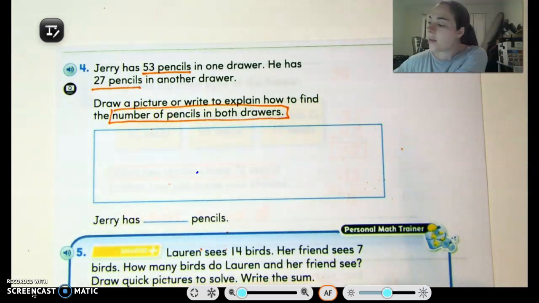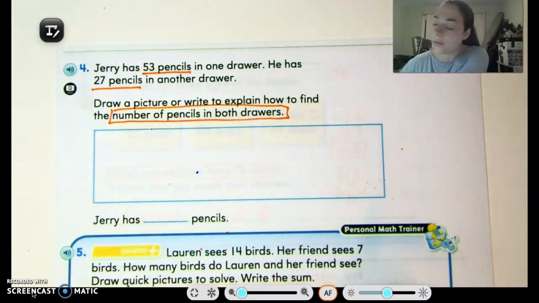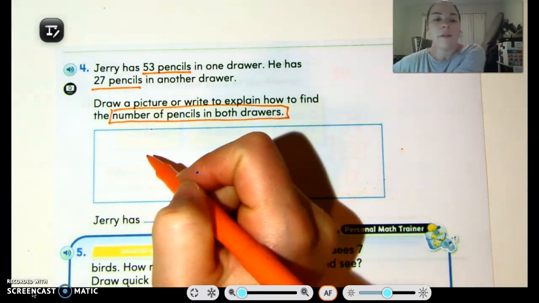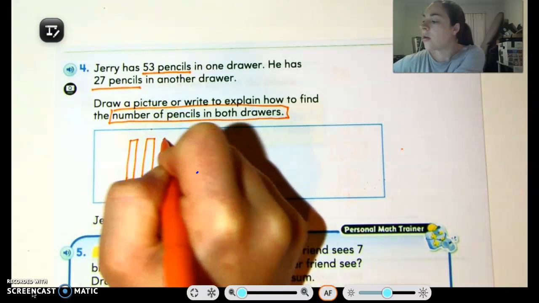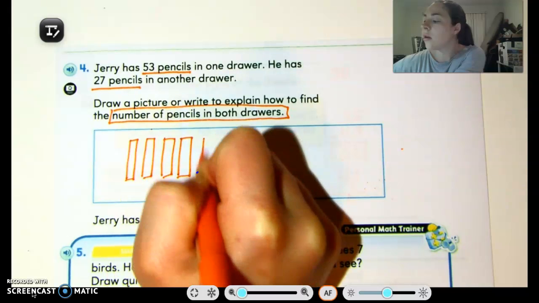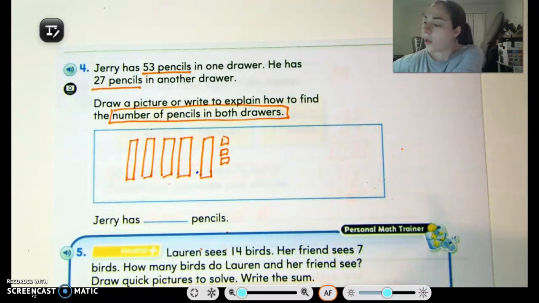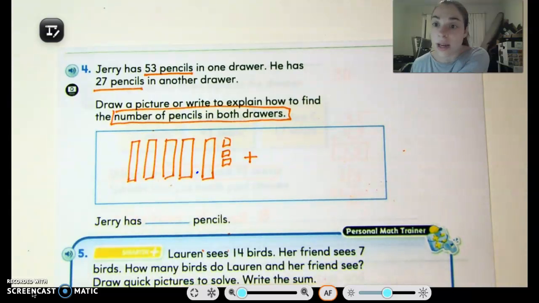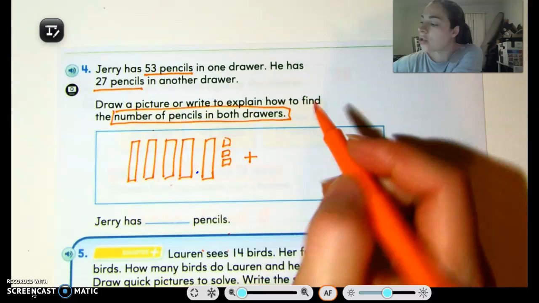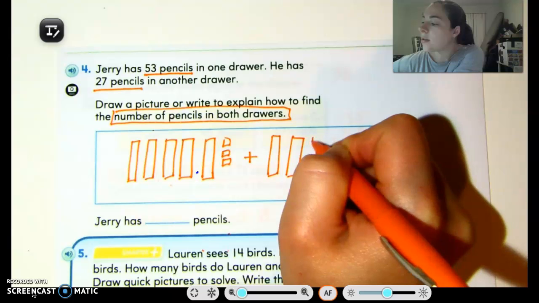All right, so they're giving us an option to draw a picture or write. I'm drawing a picture, I don't know about you. So let's see, what can I draw? I can draw 53 as 5 tens and 3 ones. And I know I'm adding 27, right? So I'll do the same thing for 27. We can draw it as 2 tens and 7 ones.